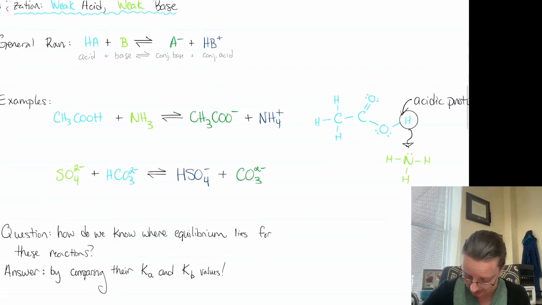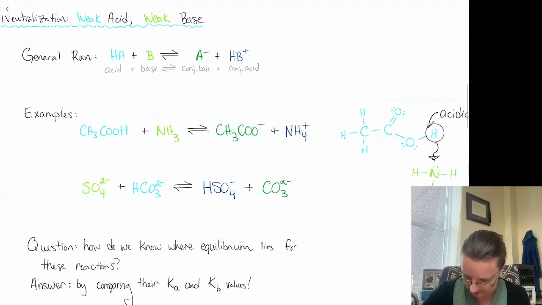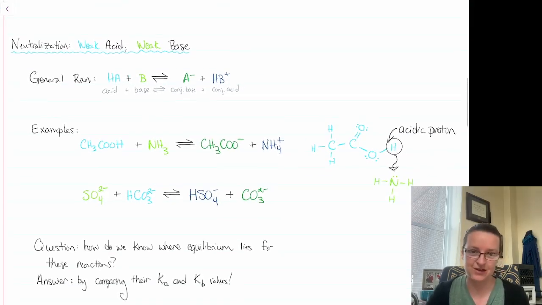Okay, and that is pretty much it when it comes to talking about neutralization reactions for weak acids and weak bases. Oftentimes in these problems, though, we can go one step further. Because these are weak acids and weak bases, they represent reversible reactions at equilibrium. We can talk a little bit about where equilibrium is. For these two different reactions, does equilibrium lie to the left, to the right, or smack dab in the middle?